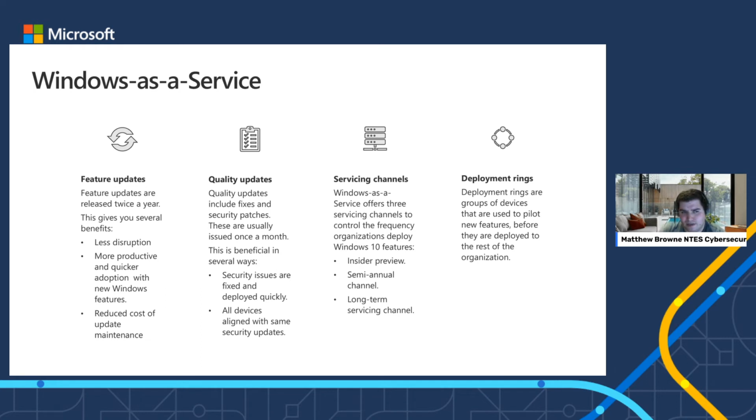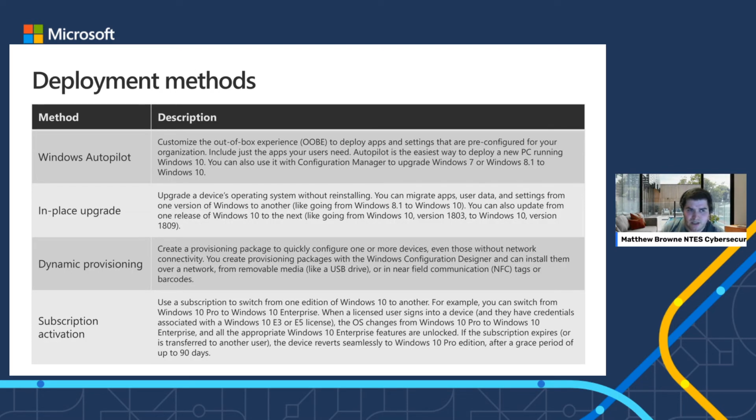So MS-900 also touches on feature updates, quality updates, servicing channels, deployment rings. So it kind of goes into all the different things you can do with Intune. It's quite interesting, and the Microsoft Learn part is quite good for it. So I definitely recommend having a look at it. The deployment methods. So as we can see, we've already had 5 or 6 slides. Hint, hint, nudge, nudge. It does go into Intune. It depends on what you get, maybe.